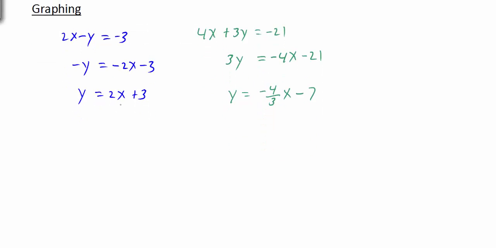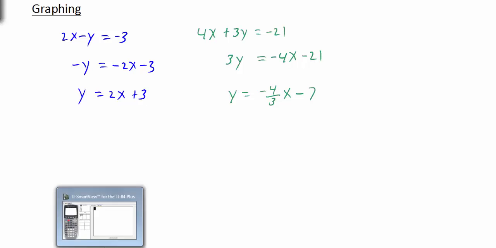In other words, we could graph this equation. We know that over here in the blue, we have a y-intercept of 3 and a slope of 2, so we could use that to find the graph. And over here we have a y-intercept of -7 and a slope of -4/3. But let's go ahead and use the calculator and see what we can come up with.